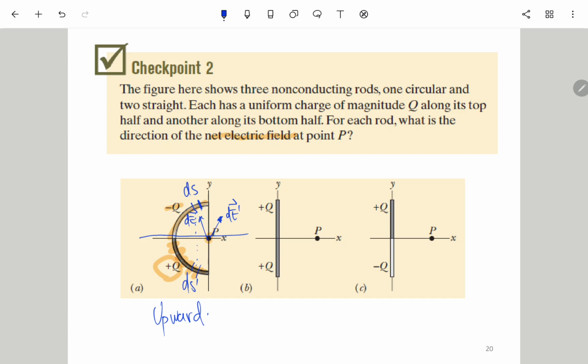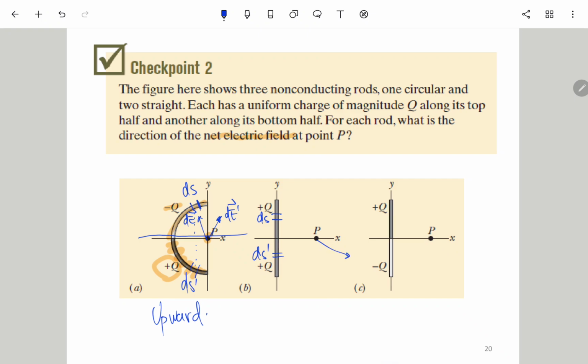Okay, so the second one is this one. For the whole rod, plus Q here, plus Q here. Similarly, we try to cut it into many small segments. So this is ds, and the symmetrical part is here, ds prime. Due to ds, it will generate an E field at point P that will be pointing to the bottom right.